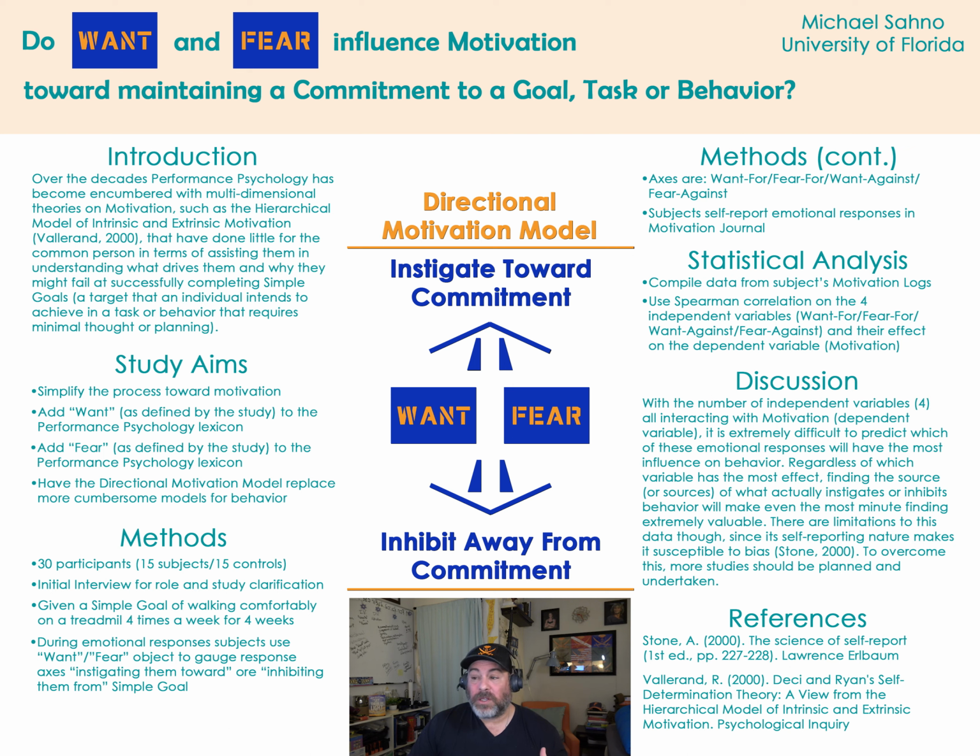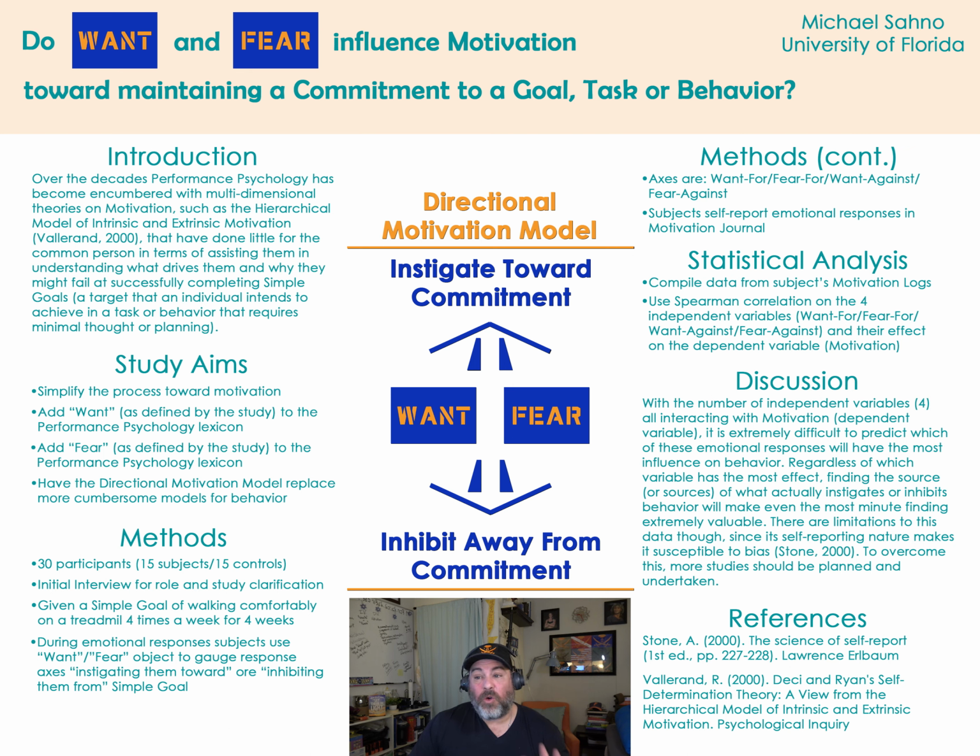And they will report their polar response assisted by a device that will have want printed on one side and fear on the other to help them figure out which response it is. At the conclusion of the experiment, the data from the subjects' motivation logs will be compiled, and then a Spearman correlation will be used on the 4 independent variables. Those are want for, want against, fear for, fear against. And these are the data that is going to be received during the experiment.